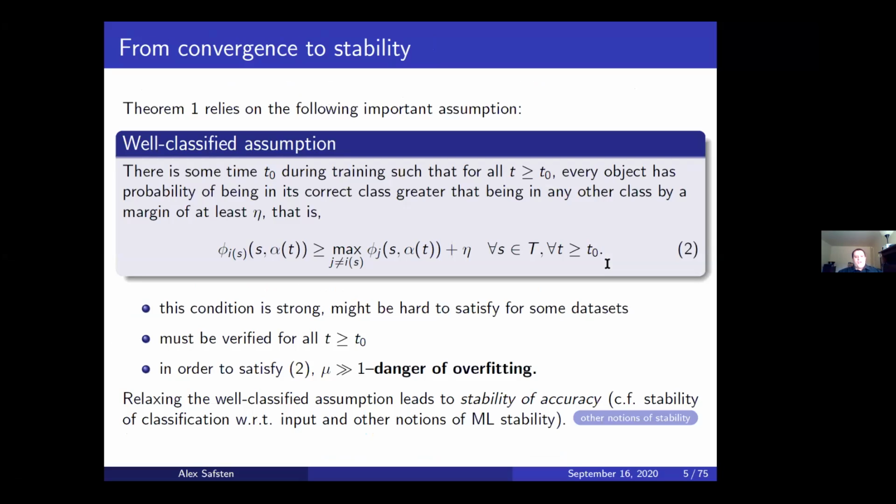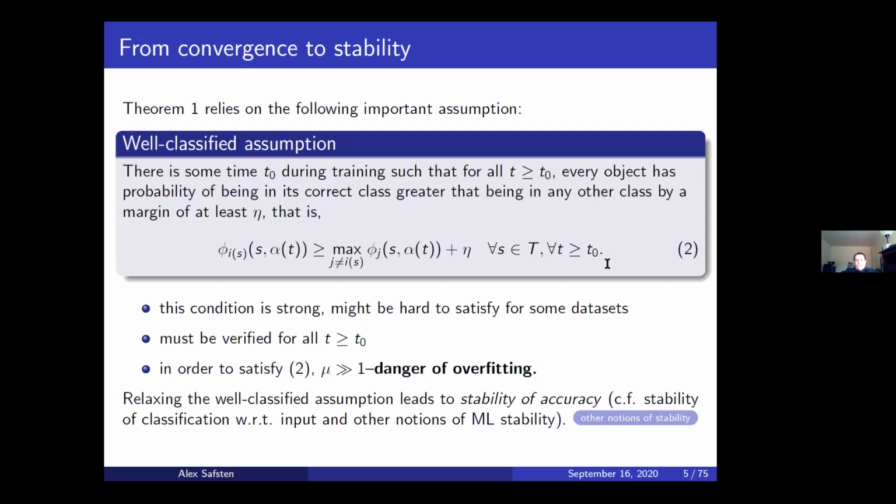So this is a strong condition, and it might be hard to satisfy for some data sets. Furthermore, it has to be verified not only at time t naught at some point during training, but for all later times, which can be difficult to do. And finally, in order to satisfy this condition, it may require many parameters for our neural network, resulting in overfitting the data set, which is never good.